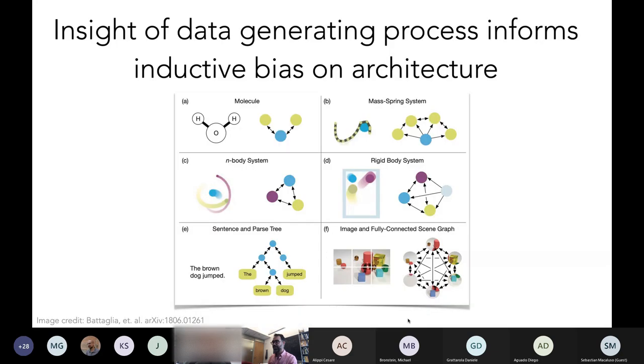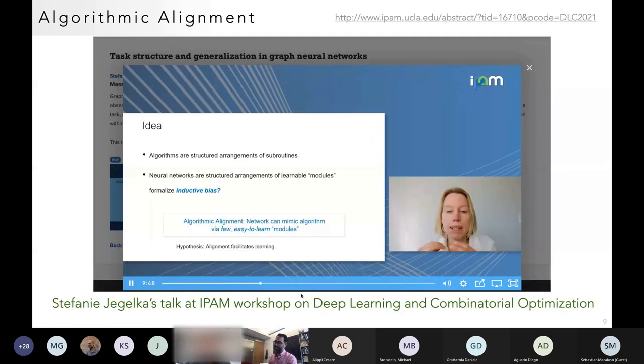So this is a slide from Peter again, and I'm reiterating this mantra that having insight about the data generating process is going to help inform inductive biases. And so here you see on the left different kinds of physical systems, or, for instance, in linguistics, like natural language processing, a parse tree of a sentence. And on the right, in mass spring systems, rigid bodies, et cetera. For each of these panels on the right, you see a graph neural network or some kind of neural network with some structure that mirrors what you think is going on. And so I'm going to explore these kinds of ideas.